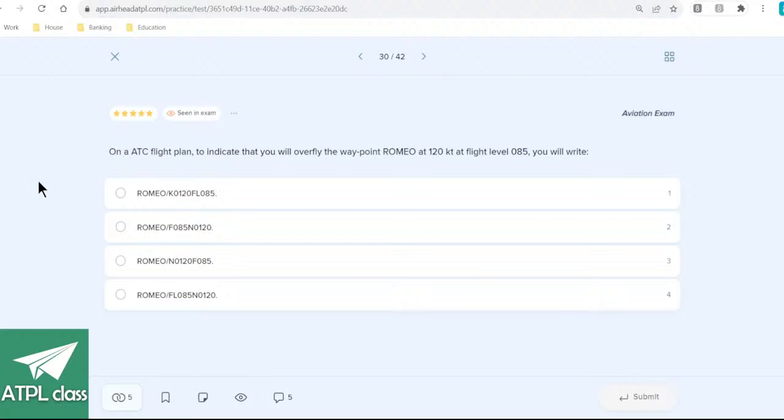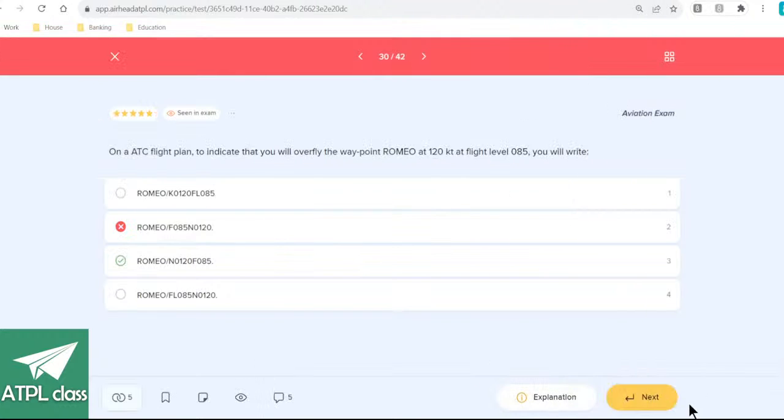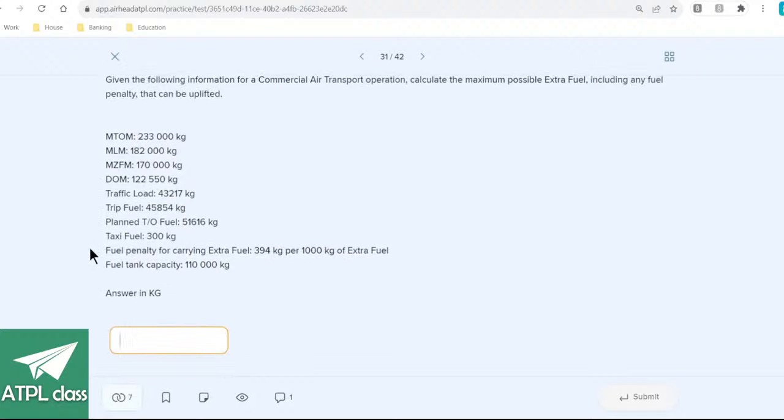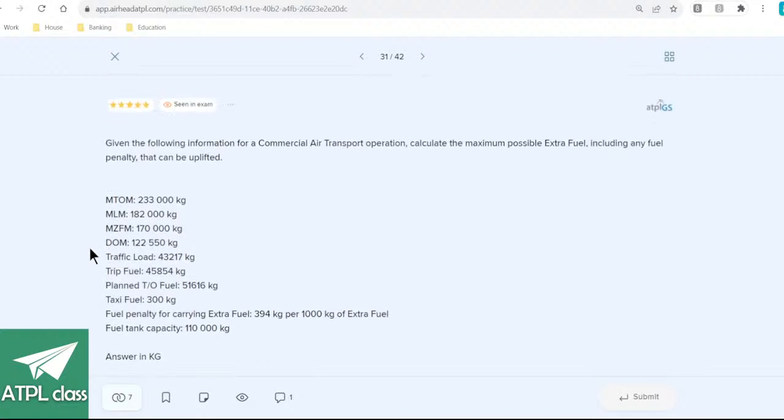Right, next one. On a flight plan, indicate that you will overfly waypoint Romeo at 120 knots at flight level 085. You will write, what will you write? Romeo, yes. K, no, that's kilometers per hour. N does stand for knots. It's normally F. I think it's going to be flight level first. No, speed first. There you go. Lucky guess. Oh, I'm losing so much enthusiasm for this. This is taking such a long time. Going for 2 hours already.